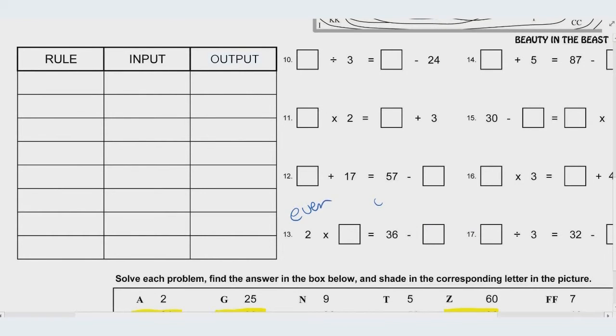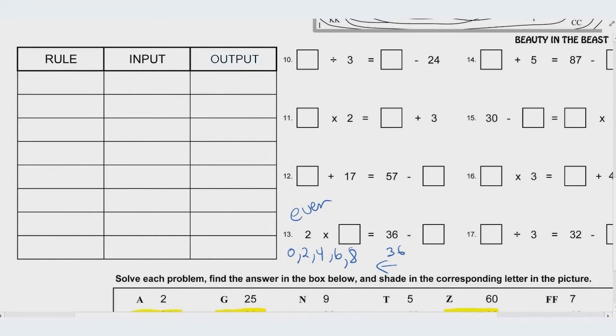box is even. We also know the answer can't be bigger than 36 because if we put 36 here, we will get 0, and there's no way of getting 0 there. So we know our answer is even and less than 36. So we're looking at numbers like 0, 2, 4, 6, 8.